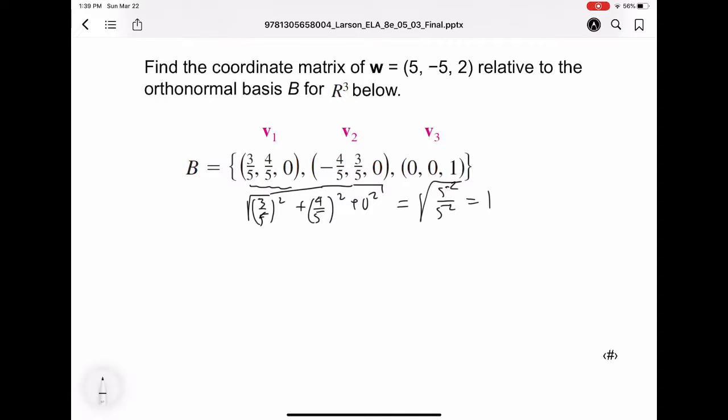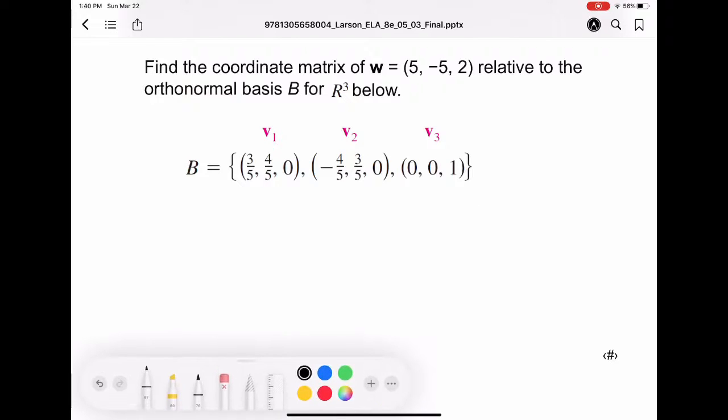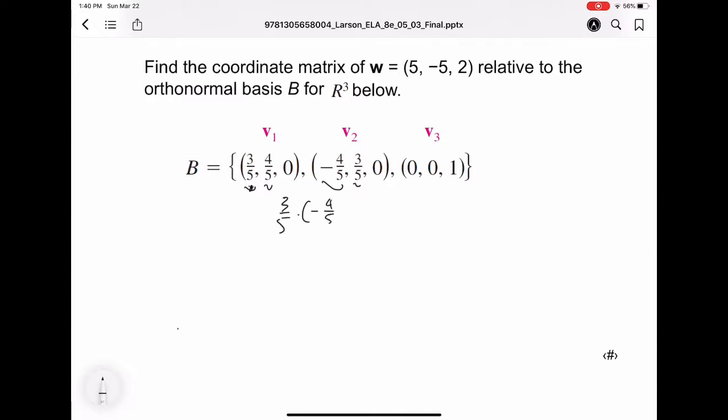You see? Similarly, you can check that the norms of V2 and V3 are also 1. So yeah, they are unit vectors. And you can see that they are orthogonal. For example, you consider the dot product of V1 and V2, you get 3/5 times negative 4/5, and here 4/5 times 3/5. You sum them up, you get 0 right away. That means V1 and V2 are orthogonal.